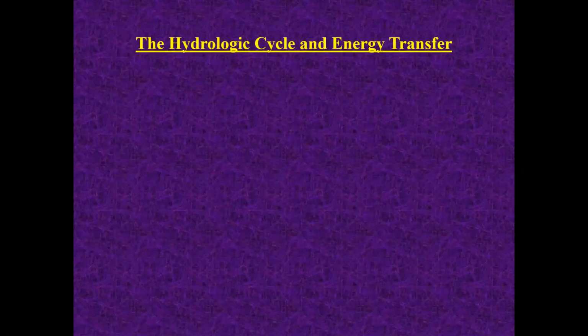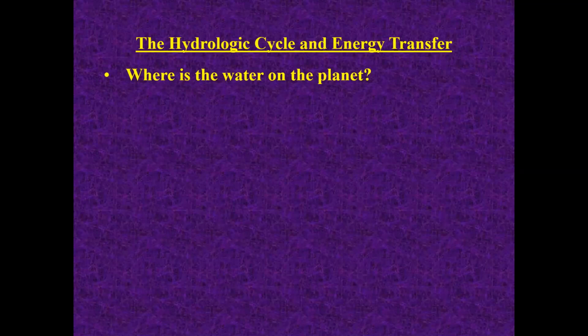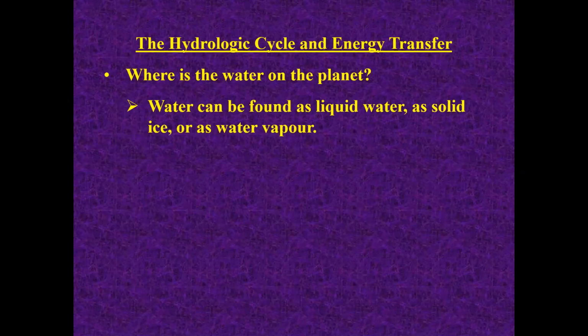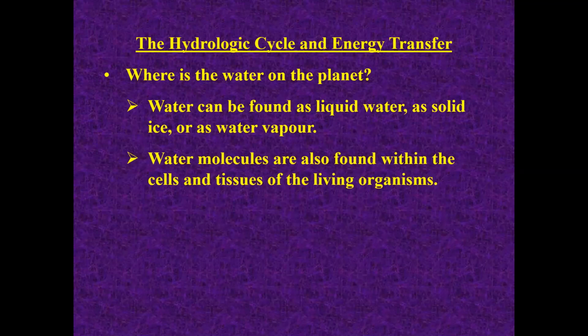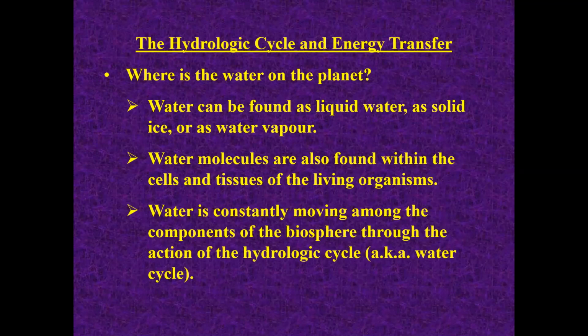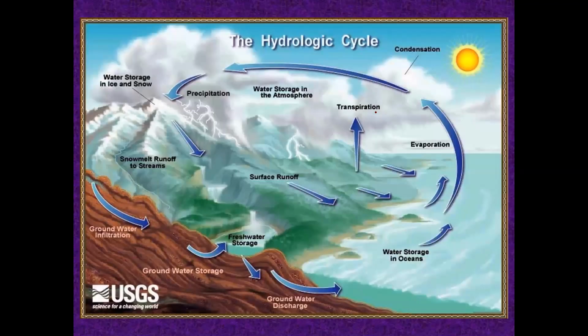Okay, now we're going to link what we learned to the whole hydrologic cycle. So where's the water on the planet? What can be found as liquid water, solid ice, or vapor? Water molecules are also found within cells and tissues of the body, and it's constantly moving, right? The water cycle. So here we go.